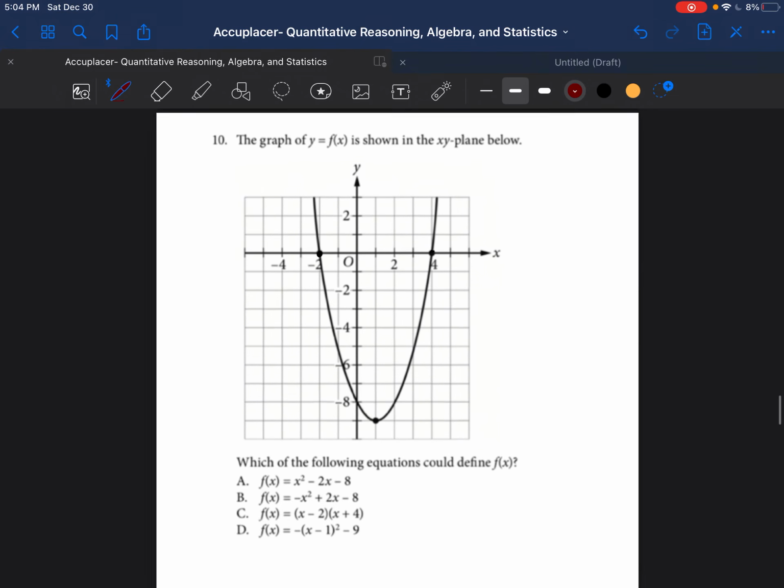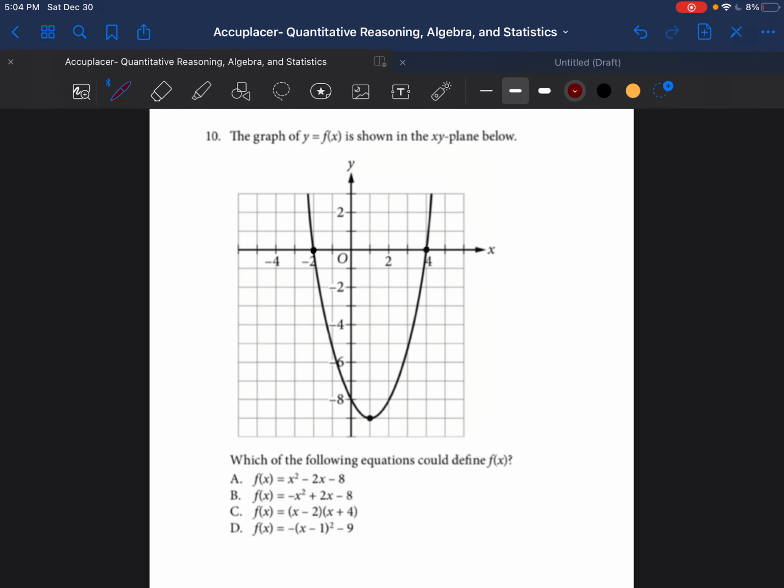Okay, problem number 10. So we only have 2 more problems left. So go ahead and hang in there, you guys. Problem number 10 says the graph of y equals f of x is shown in the xy plane below. Which of the following equations could define f of x?